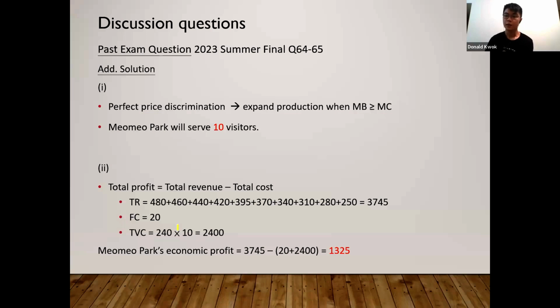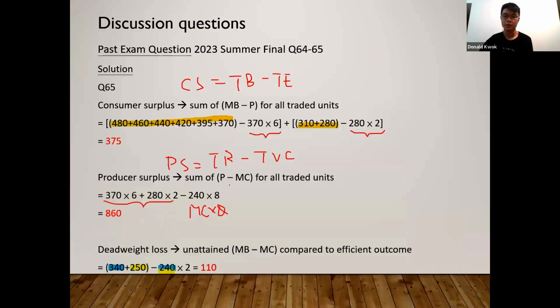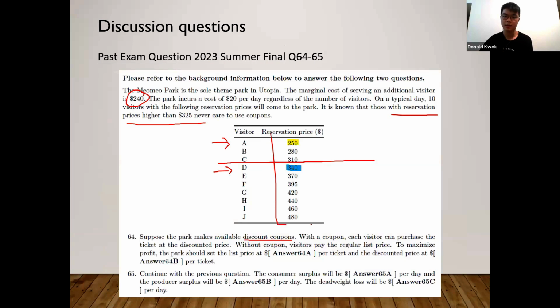How about the economic profit in this perfect price discrimination case? Again, total profit is total revenue minus total cost. For the total revenue, it is simply to add up the willingness to pay of the 10 buyers, which is to add up all these 10 numbers, and it will be the total revenue of the good, simply because each buyer is charged according to their willingness to pay.